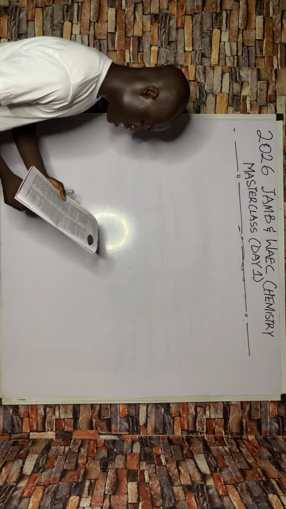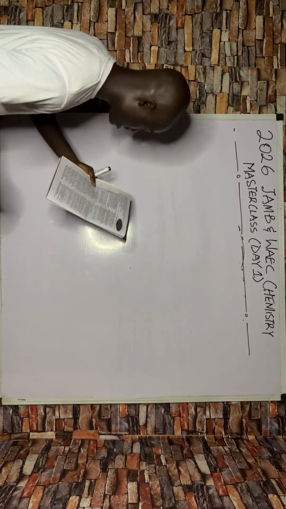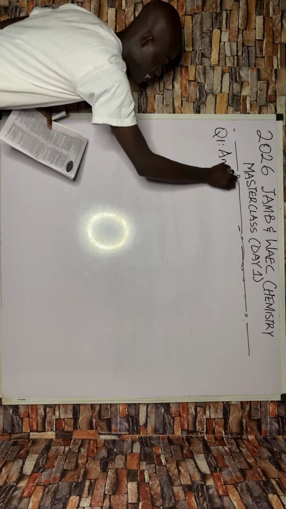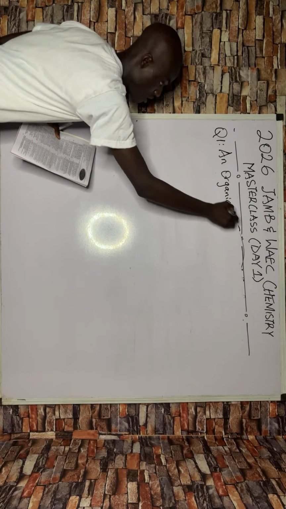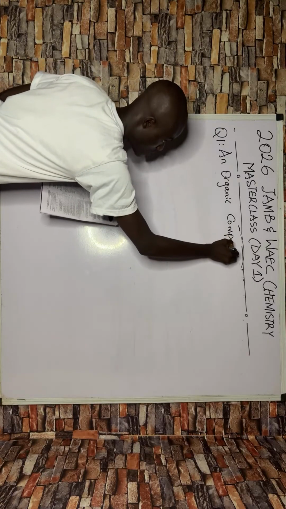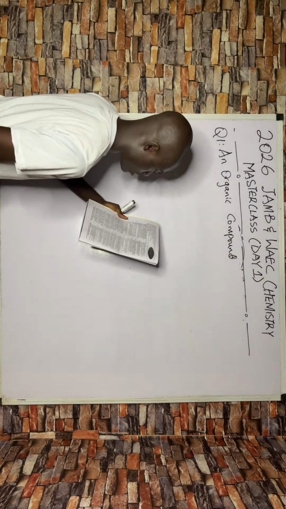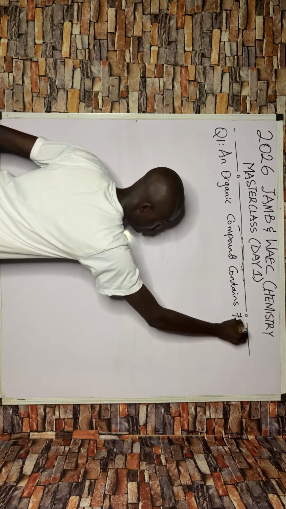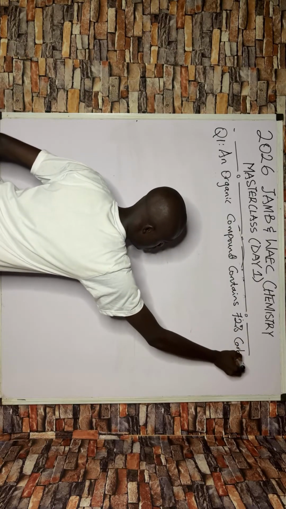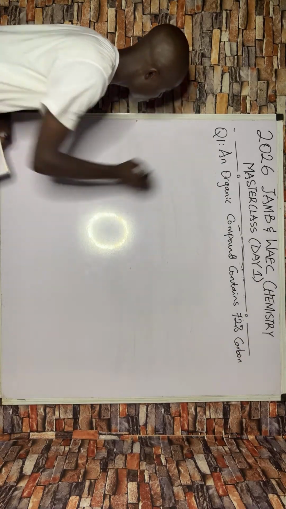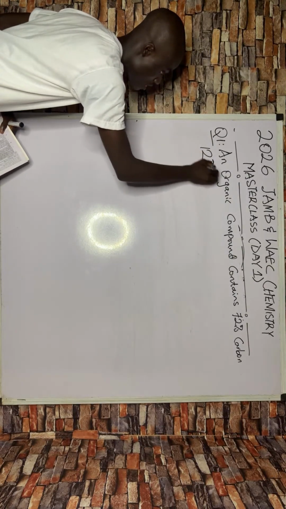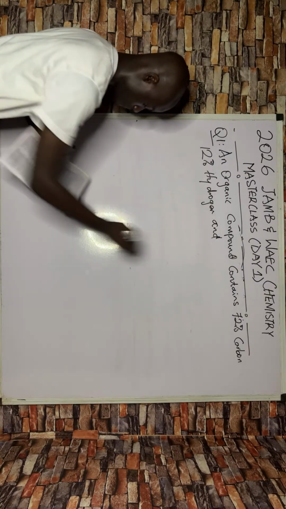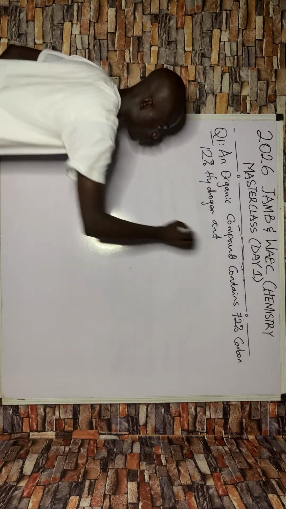So the first question we have from this topic is question 1, which says an organic compound contains 72% carbon, and thereafter 12% hydrogen, and 16% oxygen by mass.